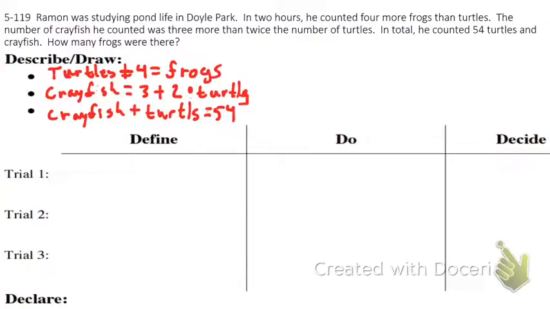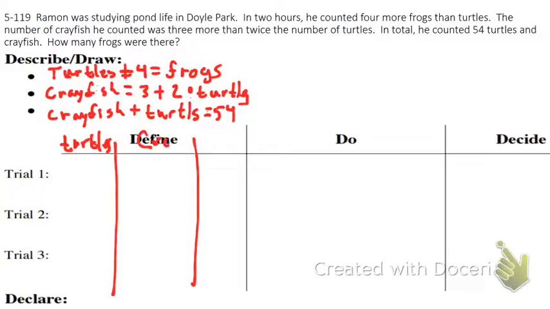All right, so think about how many columns you will need in define. I chose 3. I'm going to need one for turtles, one for crayfish, and one for frogs. So now for my first trial, I'm going to guess a number. What we want is for crayfish plus turtles to be 54. Now we're going to start with frogs because we need to know frogs to know turtles.